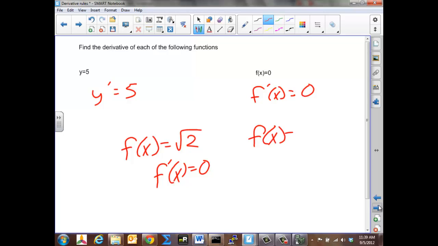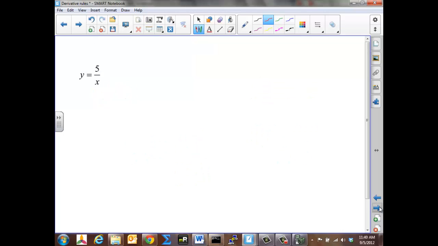F of x equals pi. The derivative is 0. Why? Because they're all real numbers. Pi is a real number. If we try to graph f of x equals pi, it's just a horizontal line. So the derivative is still 0. Okay? Well, what about that?